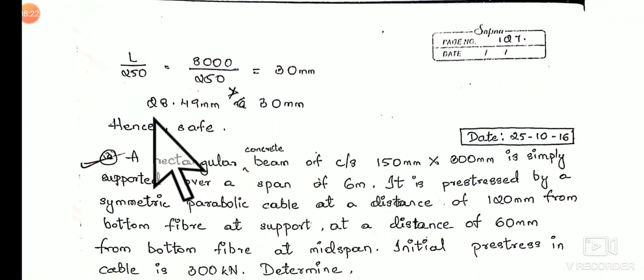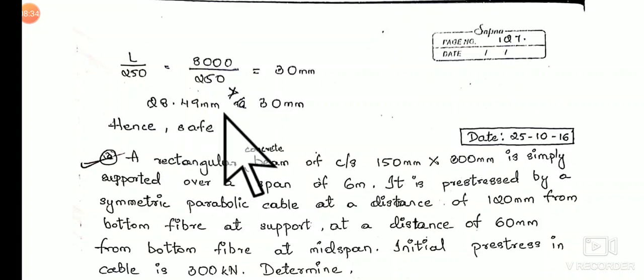It implies that 28.4 mm is not more than 30 mm. Hence, it is safe. If this deflection value is greater than 30 mm, the beam is not safe against the deflection. Since this value is less than 30 mm, in this problem the beam is safe against the deflection. This is the solution for the second problem.